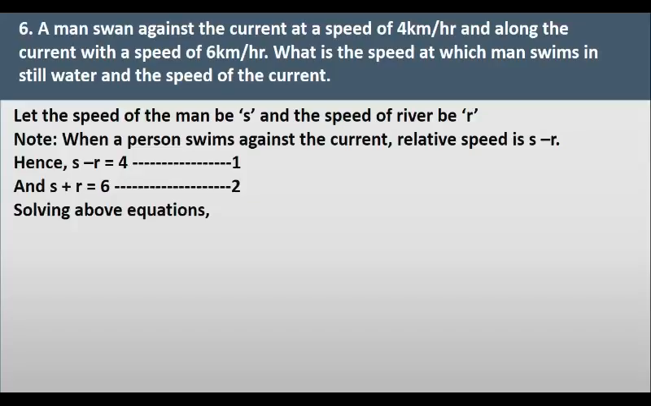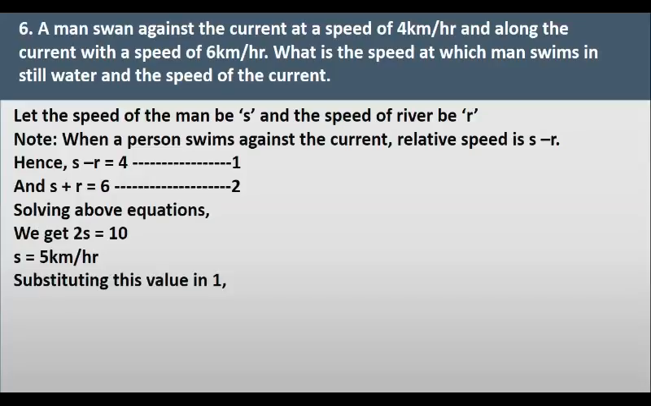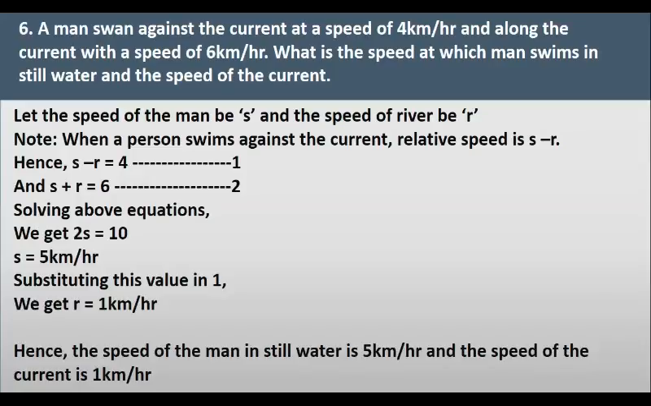Now solving equations 1 and 2, in the first step we add both the equations. While adding, we get 2S equal to 10 and S in turn is equal to 5 kilometers per hour. Now we substitute this value of S in equation 1. After substituting, we get R equal to S minus 4, which is equal to 1 kilometer per hour. Thus, the speed of the man in still water is 5 kilometers per hour and the speed of the current is 1 kilometer per hour.